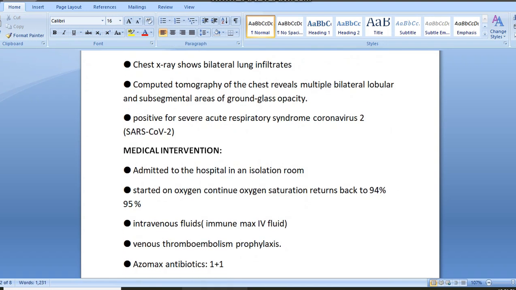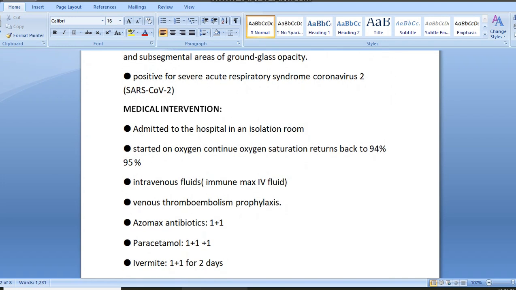Medical intervention. Admitted to the hospital in an isolation room. Started on oxygen. Continue until oxygen saturation returns back to 94% to 95%. Intravenous fluids. IV fluid. Venous thromboembolism prophylaxis. Azomax antibiotics, 1 in the morning and 1 in the evening.